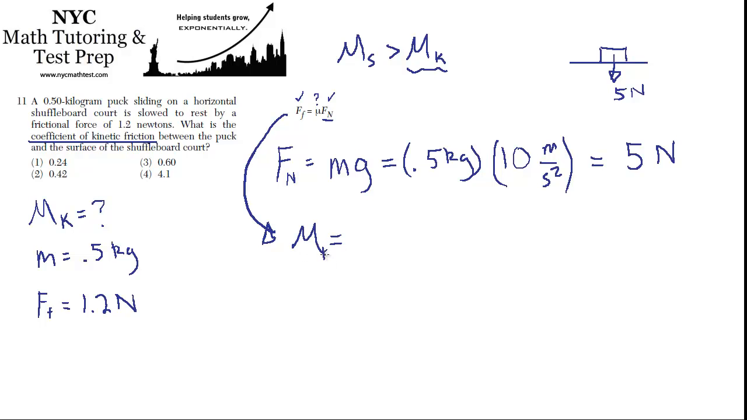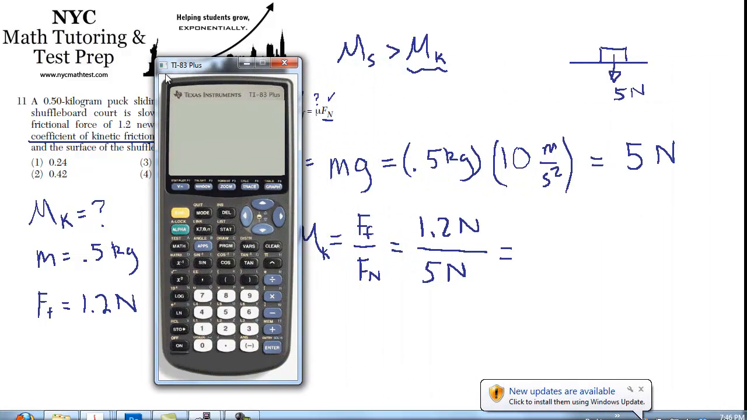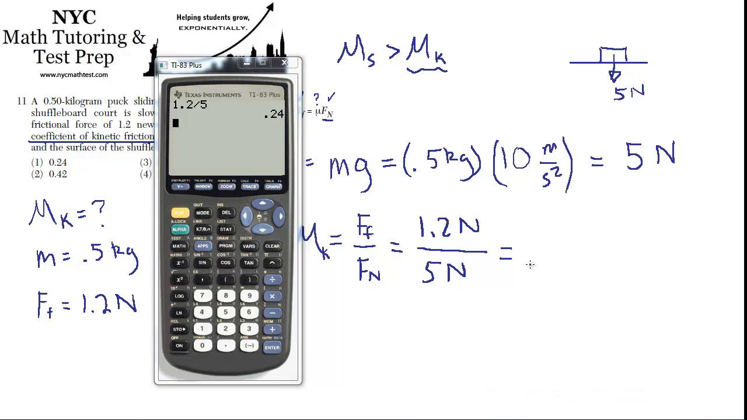So mu, and by the way, this is again the coefficient of kinetic friction in this case, is going to be equal to F_f divided by F_n. Force of friction divided by the normal force. Force of friction was given to us as 1.2 newtons, and the normal force we just found was 5 newtons. And that one I don't know in my head, so I'll take out the calculator. That is 1.2 divided by 5. That is 0.24.